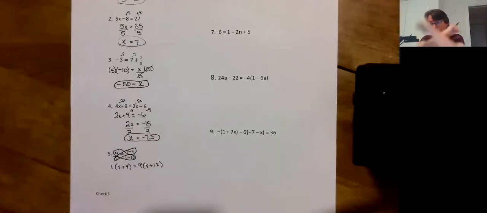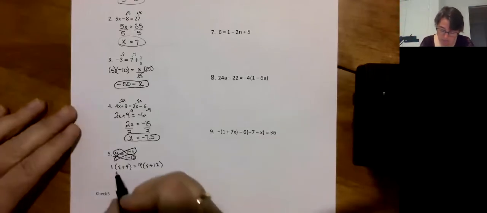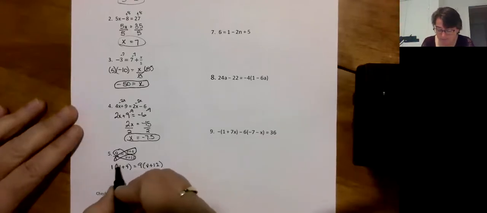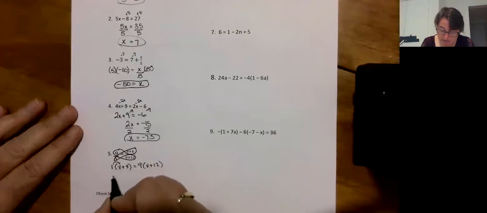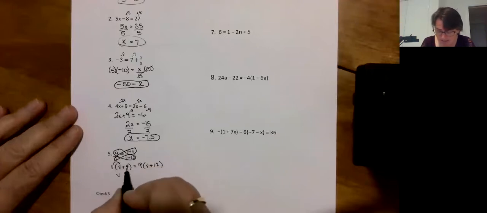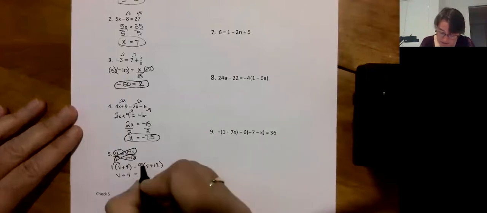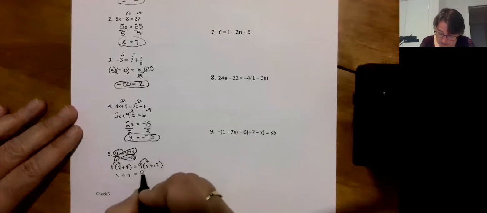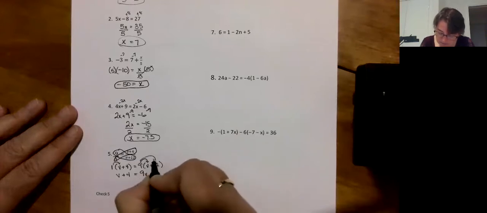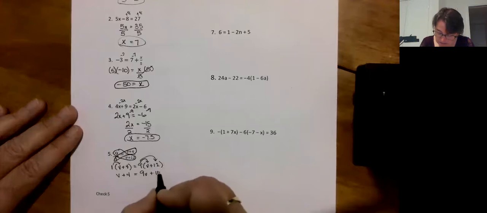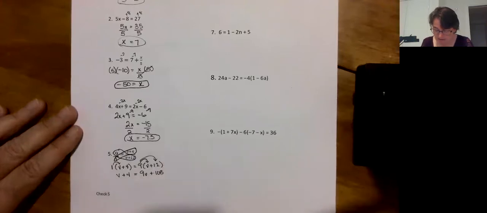Organize everything. Now I'm going to distribute through. 1 times b is b, 1 times plus 4 is plus 4, so really nothing happened. I could have just dropped the brackets there. Equals, but on this side, we get 9b plus 108. Now, that looks much nicer.